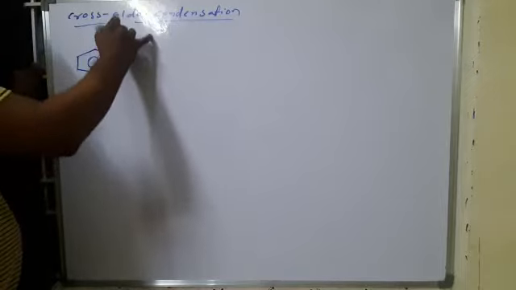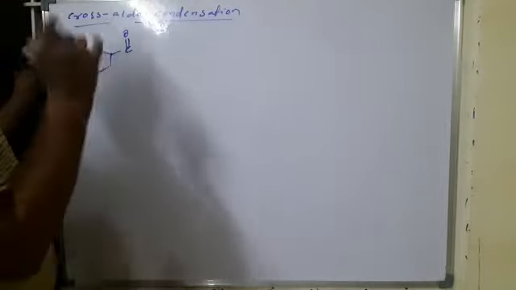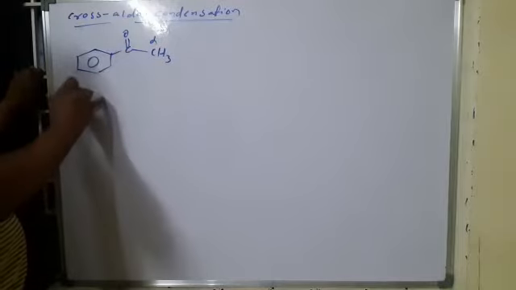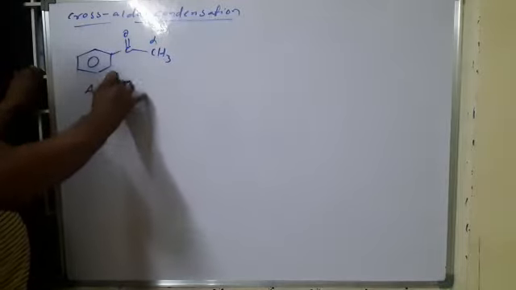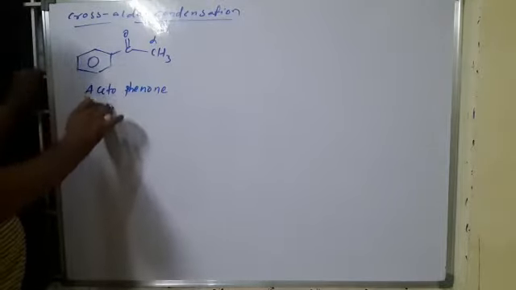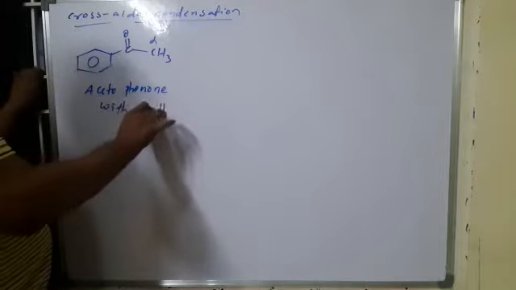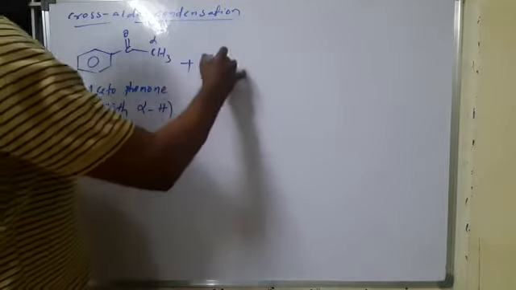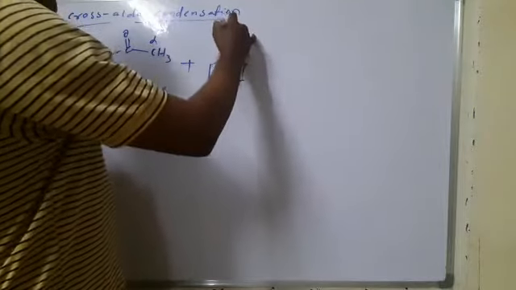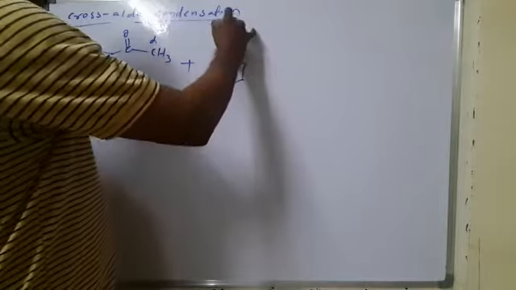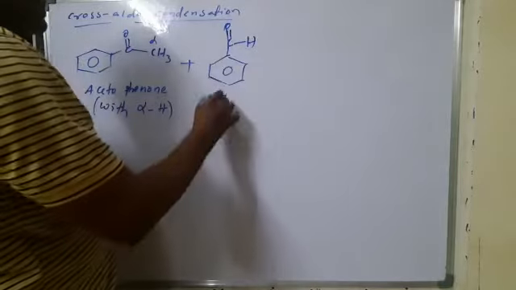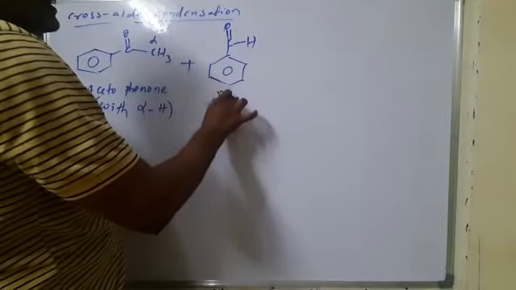In that, one molecule should have at least one alpha hydrogen. Okay, now this is having alpha hydrogen. This is acetophenone, acetophenone with alpha hydrogen, plus another compound. The other compound may or may not contain alpha hydrogen, but in this case it does not contain. So without alpha hydrogen, this is benzaldehyde.